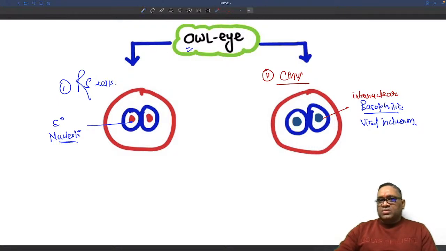So this is how you discriminate the owl eye appearance of the Reed-Sternberg cell from cytomegalovirus. Eosinophilic nucleoli favor Reed-Sternberg cell, and in cytomegalovirus there will be intranuclear basophilic viral inclusions. That is what we have to remember. Owl eye appearance, two differential diagnoses: RS cells and cytomegalovirus. What is the differentiating feature? Eosinophilic nucleoli in the Reed-Sternberg cell and intranuclear basophilic viral inclusion in cytomegalovirus infection, right?